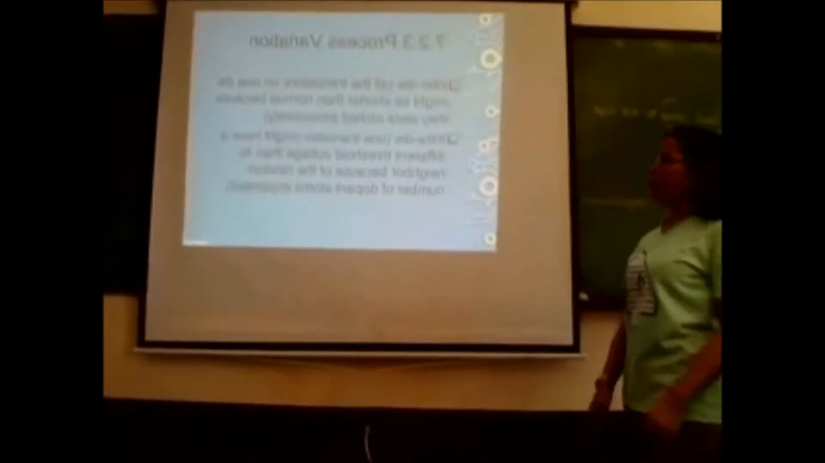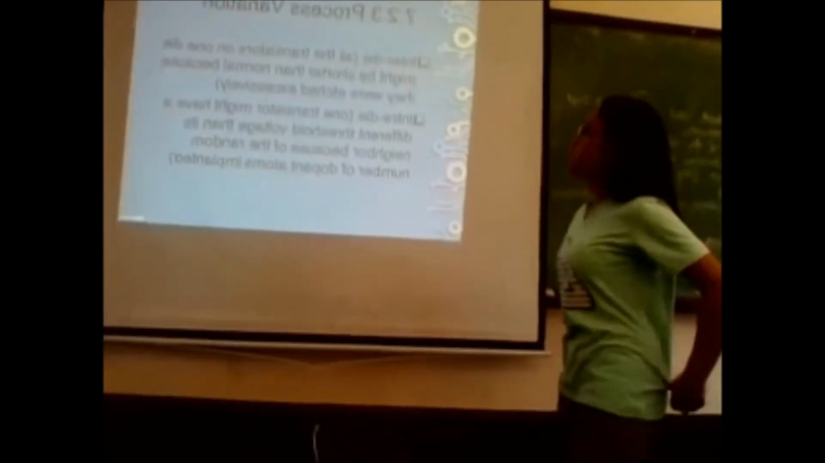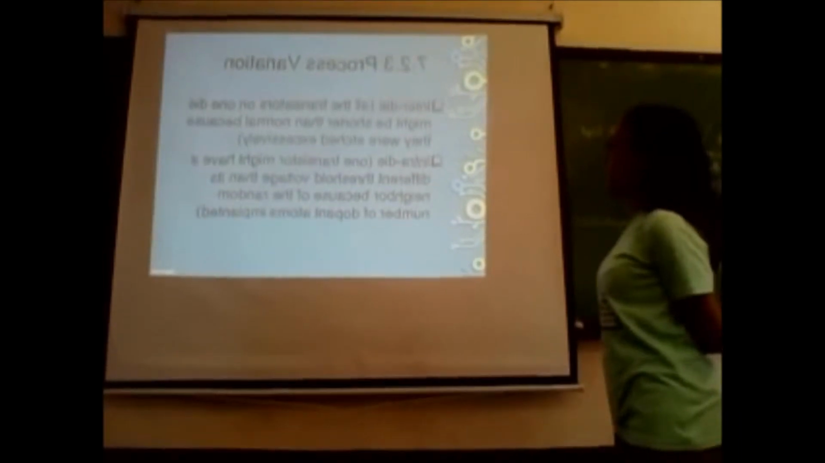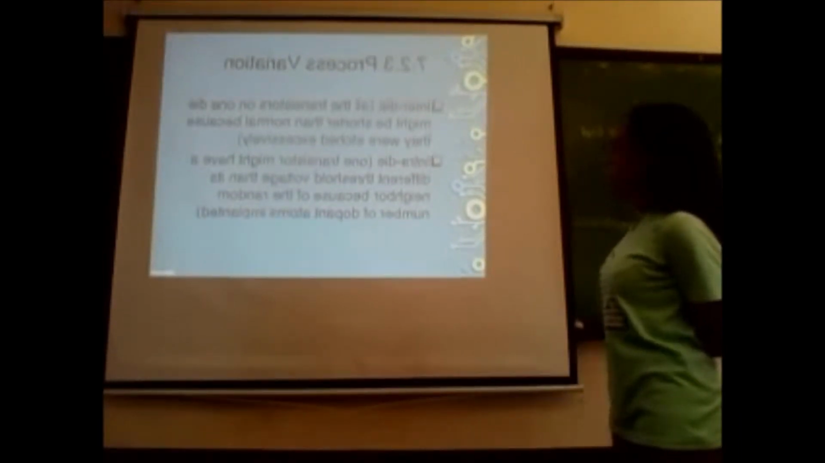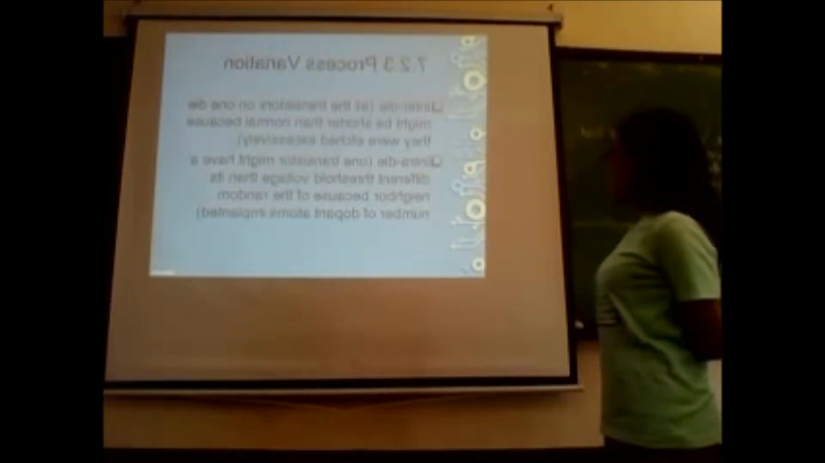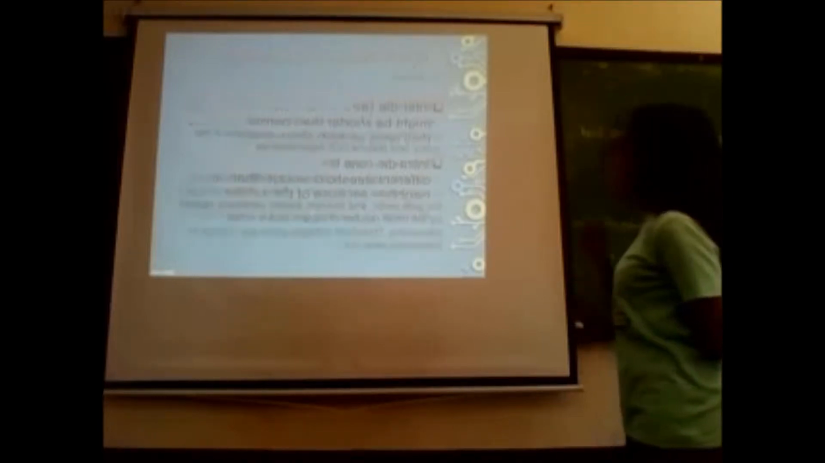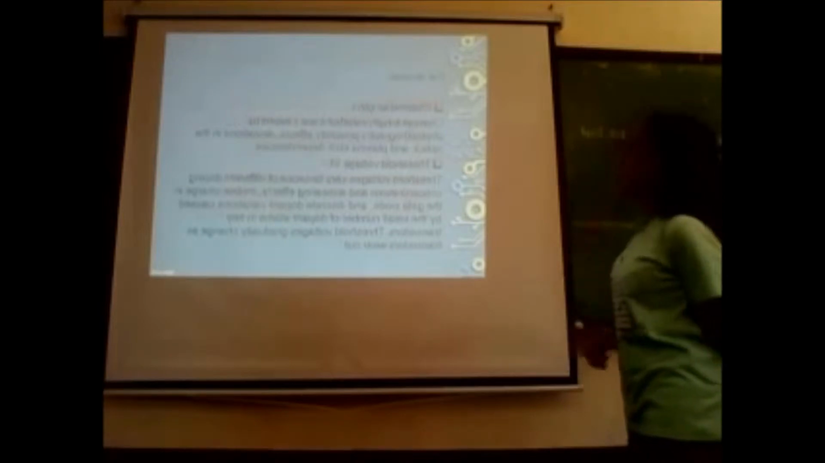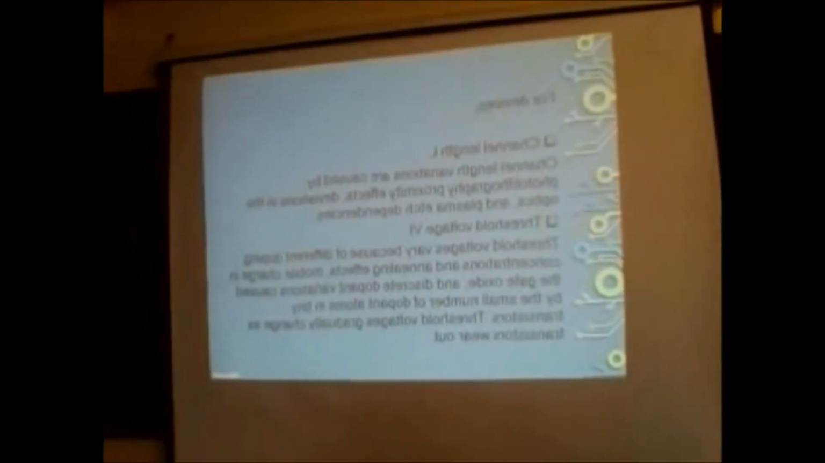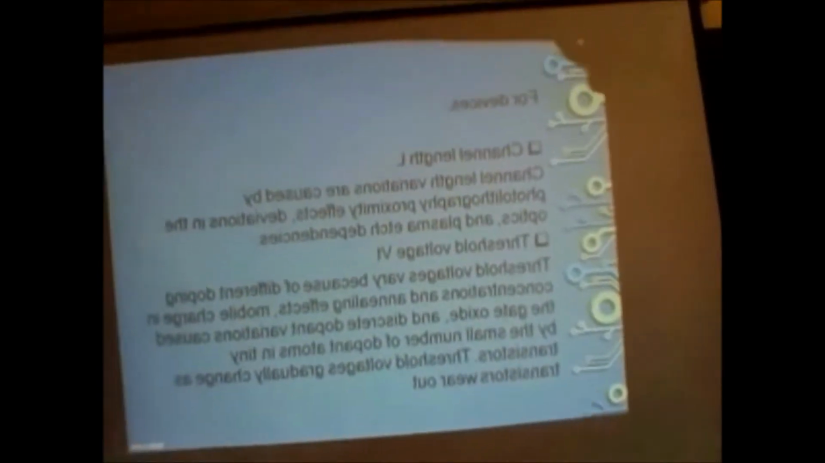Next is the process variation. In the process variation, inter-die, or all the transistors on one die might be shorter than normal because they were etched excessively. Intra-die, one transistor might have a different threshold voltage because of the random number of dopant atoms implanted. For devices, channel length L, channel length variations are caused by photolithography, proximity effects, deviations in the optics, and plasma edge dependencies.